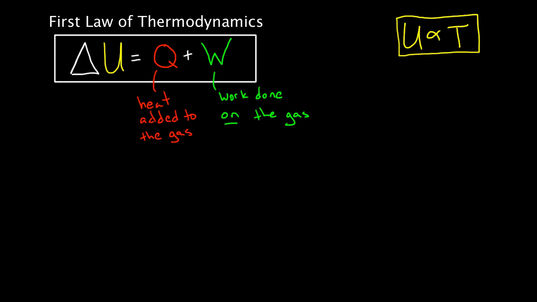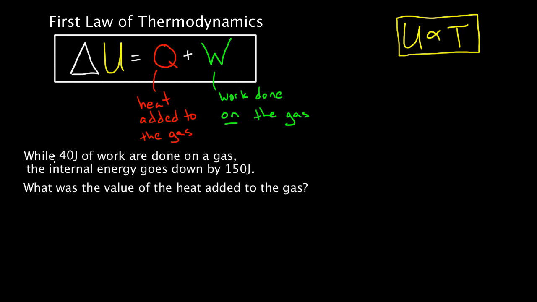Let's look at one more. Let's say you got this one on a test, and it said that 40 joules of work are done on a gas, and the internal energy goes down by 150 joules. What was the value of the heat added to the gas? Note, we're not solving for the internal energy this time, or the change in internal energy. We're trying to solve for the heat.